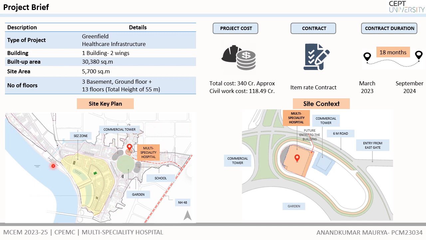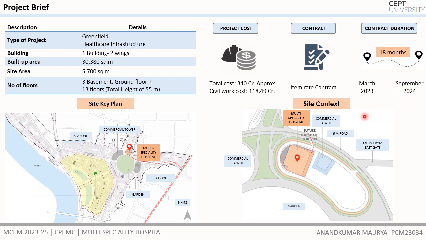the river. The total project cost is approximately 340 crore, in which the civil work cost, which is core and shell civil work, is 180 crore rupees. The contract is an item rate contract and the contract duration is 18 months, commencing from March 2023 and ending in September 2024.